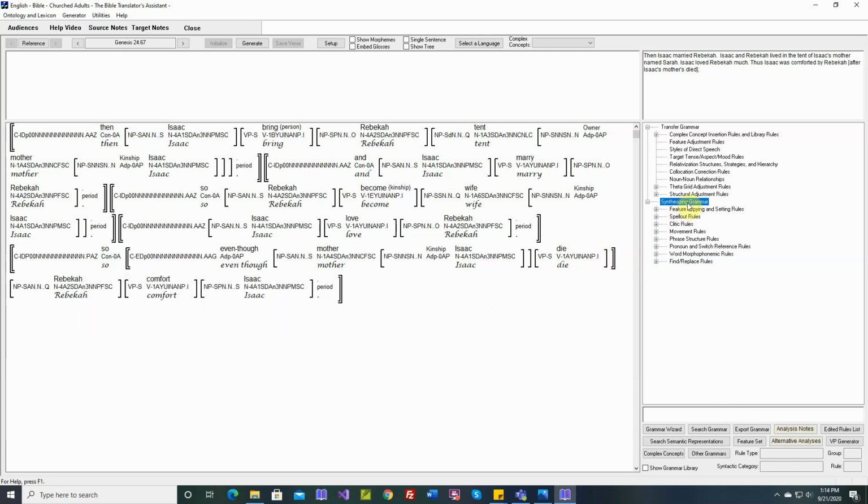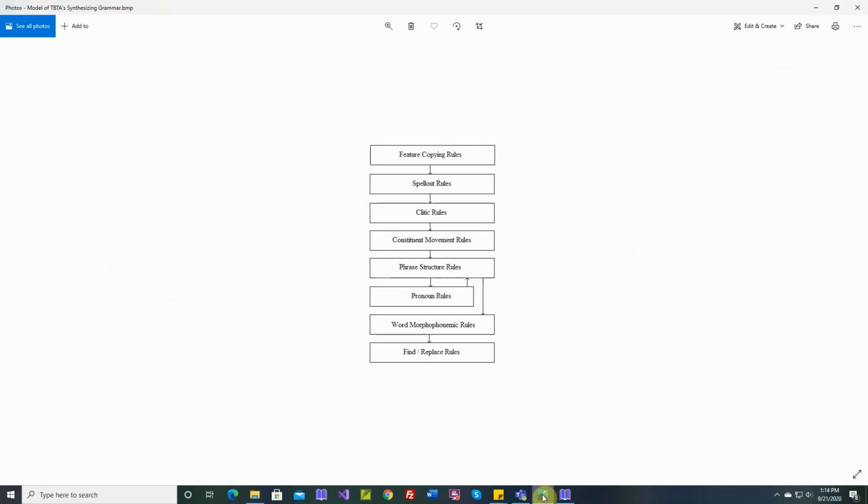This video will provide a high-level overview of the synthesizing grammar. We have 8 types of rules here, and they're executed from top to bottom, except I'd like to show you a diagram here. The rules are executed first the feature copying rules, then the spellout rules, Clitic rules, constituent movement rules, phrase structure rules, and then the pronoun rules. The pronoun rules decide where we can use a pronoun and then provide the proper surface form of that pronoun.